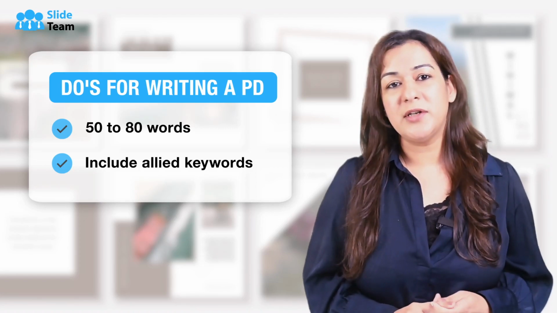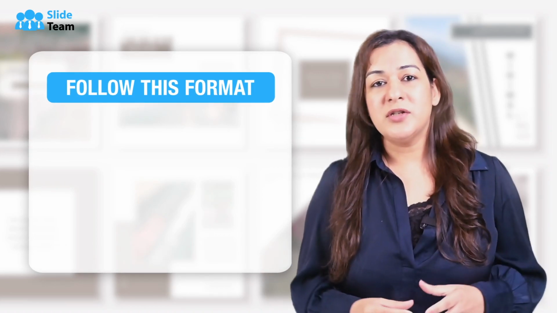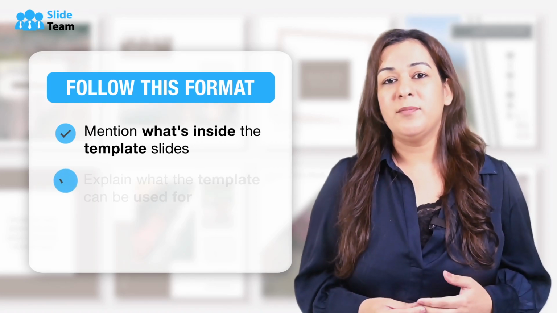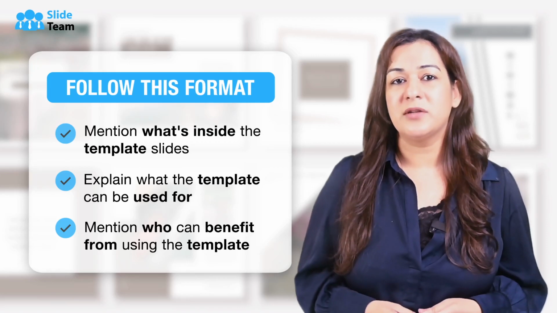2, include keywords. What comes next is that it's crucial to clearly define the purpose of the product and how it can make the job of the user comparatively easier. Highlight how it streamlines communication and enhances business operations. You can follow a simple format for all your PDs. Mention what's inside the template slides. Explain what the template can be used for, and mention who can benefit from using the template.